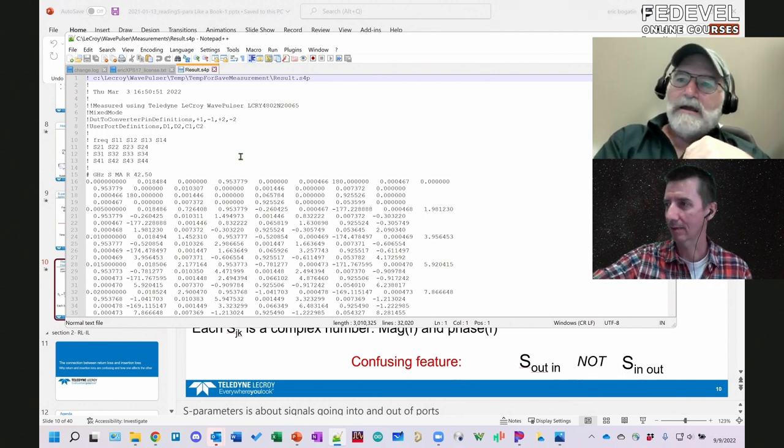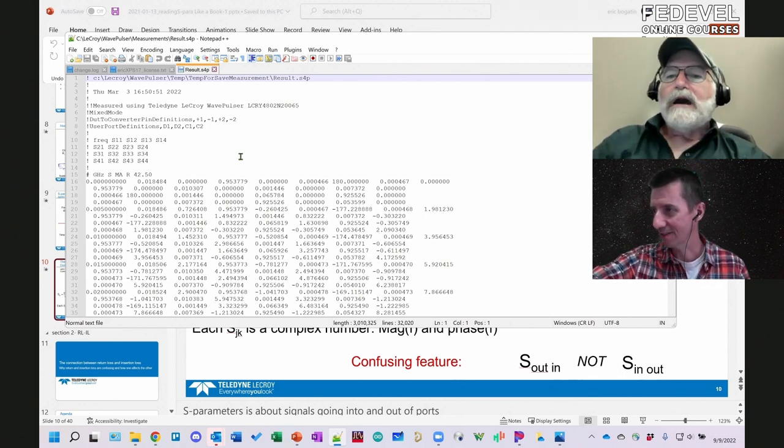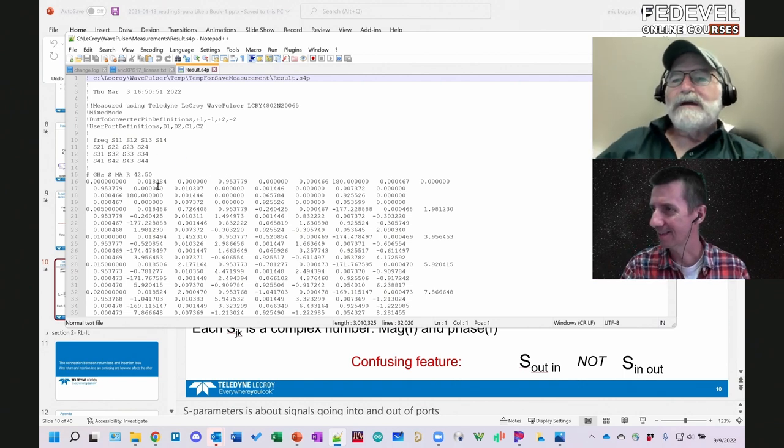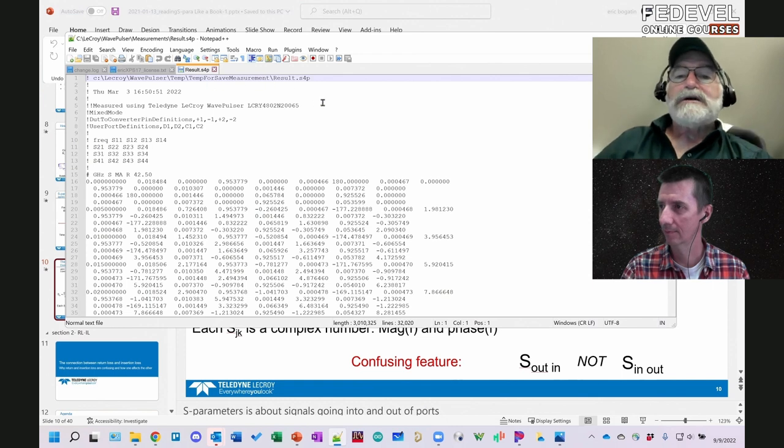Oh, I see it now, gigahertz. So what is this frequency? So here's the decoder file. In the touchstone format, wherever I have an exclamation mark, that's a comment line. And you can put anything you want after the exclamation mark. So this says, this is my LeCroy WavePulse network analyzer, this is measured data.